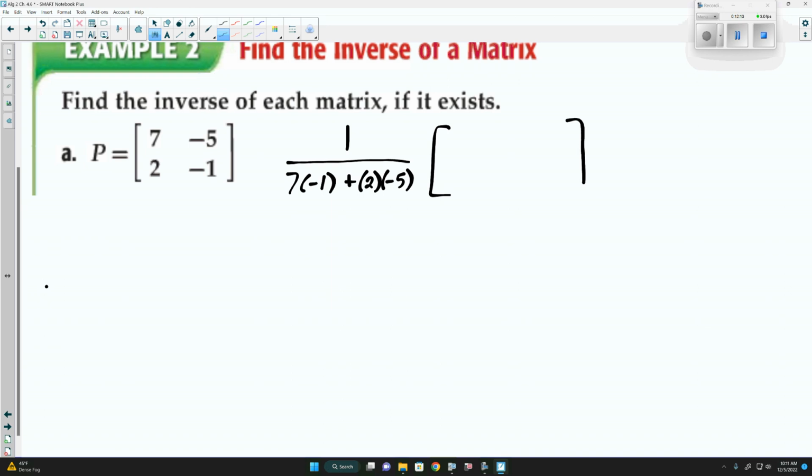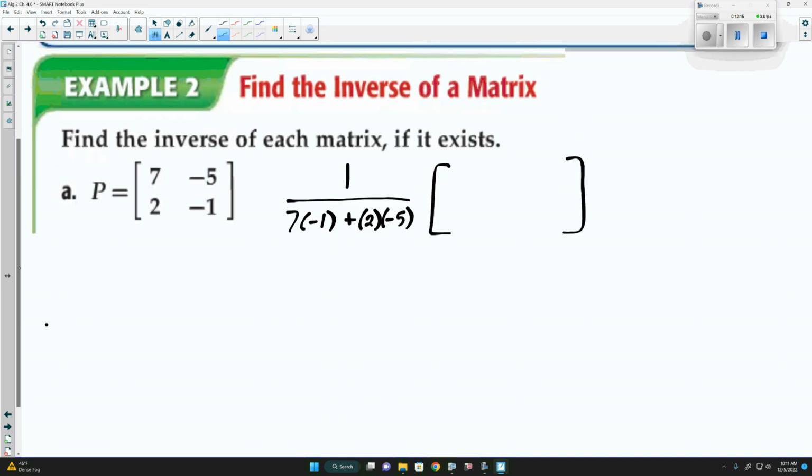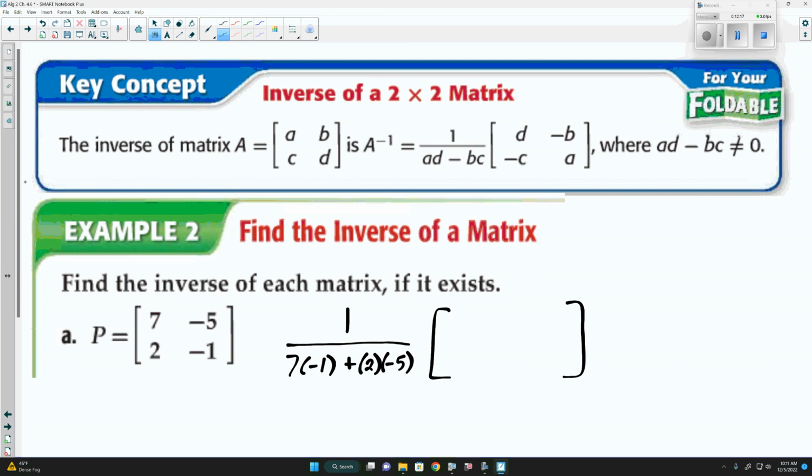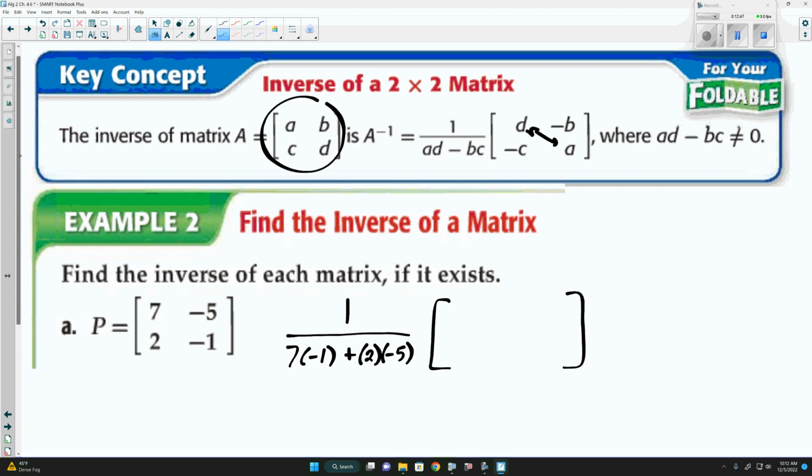Okay. Now the matrix itself does change a little bit. I'm going to go back and look at the formula here. So our starting matrix was A, B, C, D. In the formula, what we do is we change A and D. A and D's numbers flip. B and C change signs.